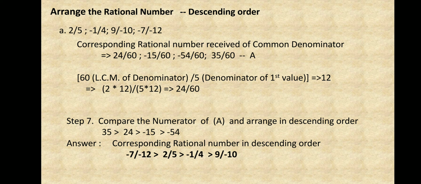A was the numbers which we received with the common denominators, and we have to arrange them in descending order. So now we reach the conclusion that 35 is greater than 24, is greater than minus 15, is greater than minus 54. And now you have to arrange the rational numbers in descending order, which gives the answer: minus 7 by minus 12 is greater than 2 by 5, is greater than minus 1 by 4, is greater than 9 by minus 10. Hope you all understood the ascending and descending order.